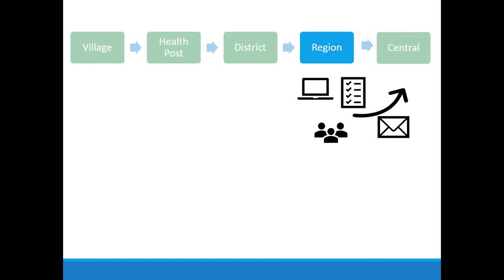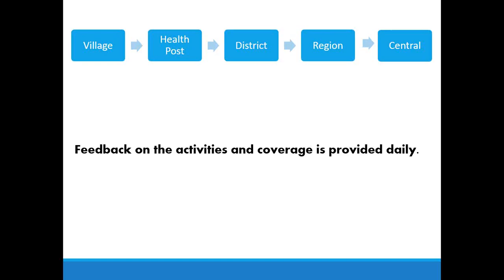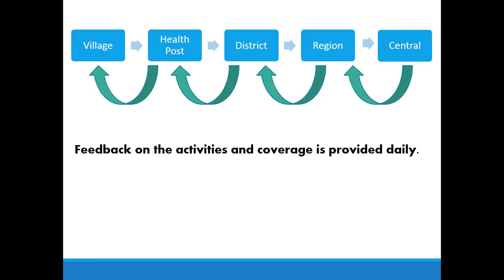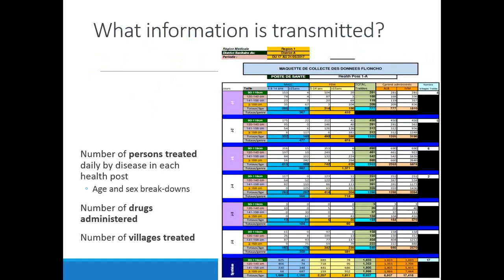So this is how it functions every day from the village to the central level. And at the same time, you have feedback. Feedback is also provided on a daily basis from the central level to the regional level, then from the region to the district, to the health post, and then from the health post to the village. So the data are analyzed and sent on a daily basis from the village to the central level, and debriefing and feedback are given on a daily basis.